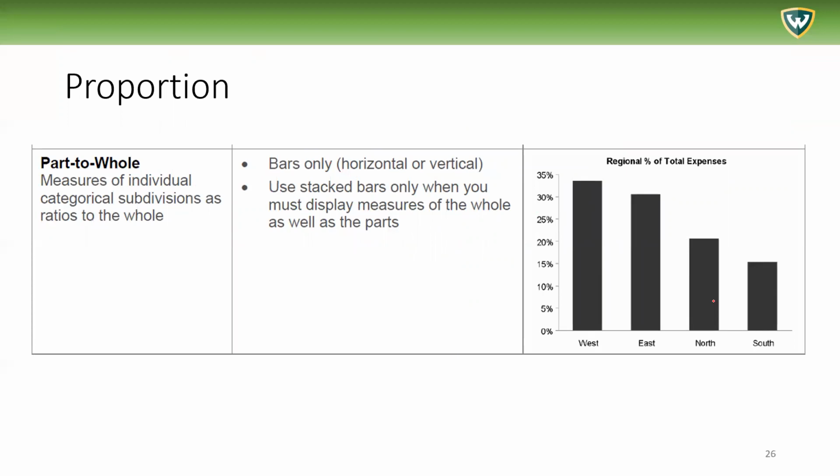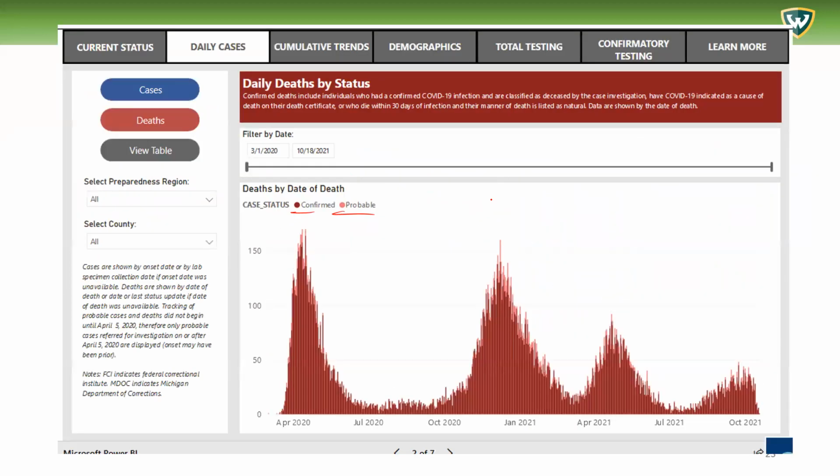Proportion. Proportion is another major type of graph, and these are also called part to whole. Usually it's when we see ratios to the whole, so how pieces fit together within a whole. Let's take a look at some examples to understand that better. The example here is bar graphs, and you can do that. And also this idea of stacked bar graphs, which you actually saw over here. So these are also stacked bar graphs. There's one measure, and then there's another measure right on top of it. There's the confirmed, and then there's the probable continuing right on top. These are called stacked bar graphs.